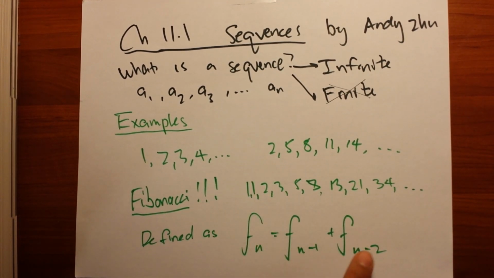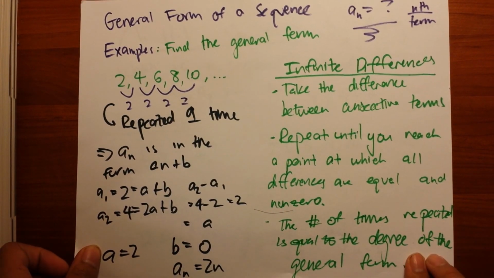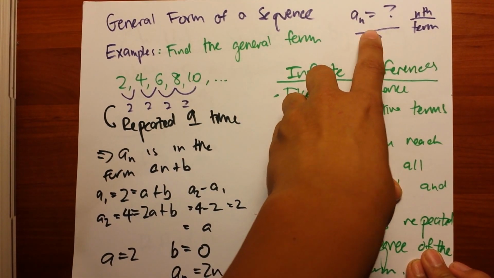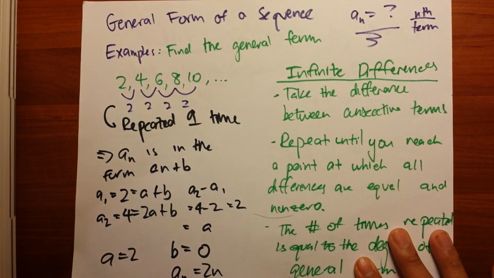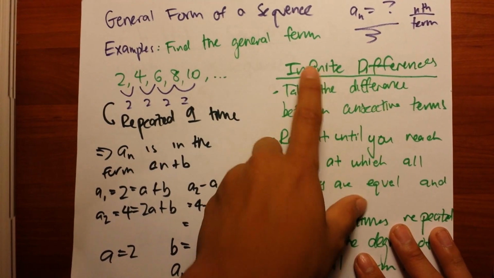Now this is the general form of a sequence. Let's talk more about general form. The general form is usually defined as an equals something, or we just say the nth term, where n can be anything. One of the most useful methods is using finite differences.